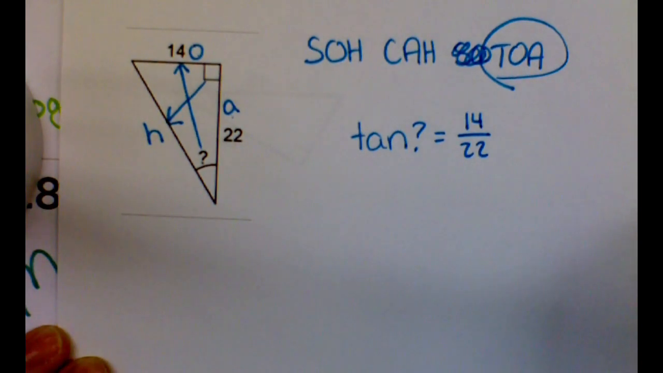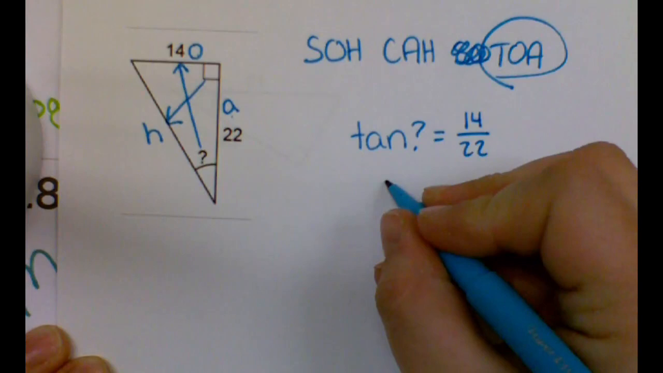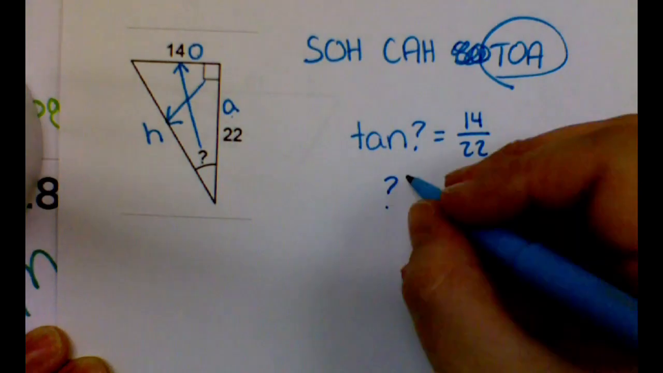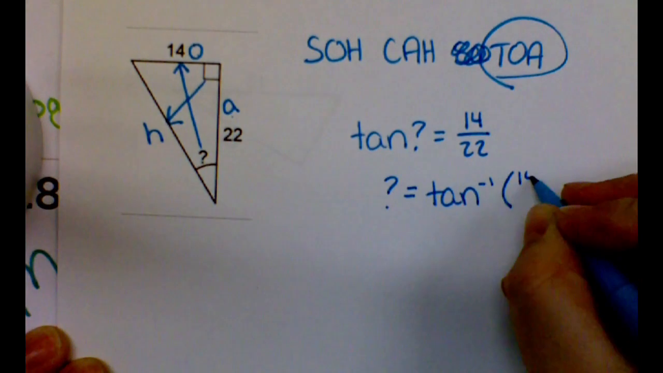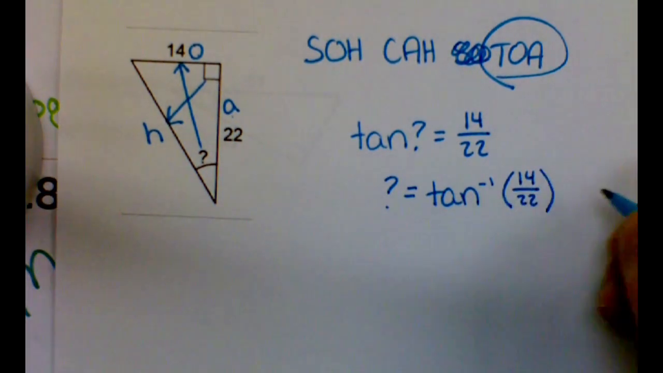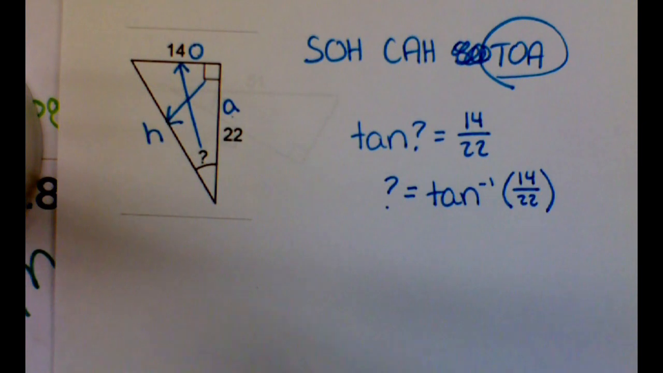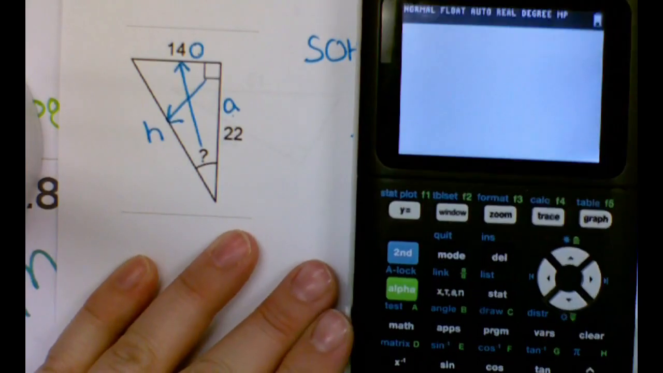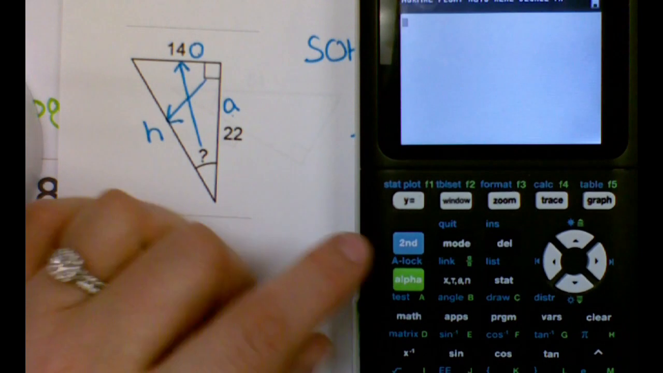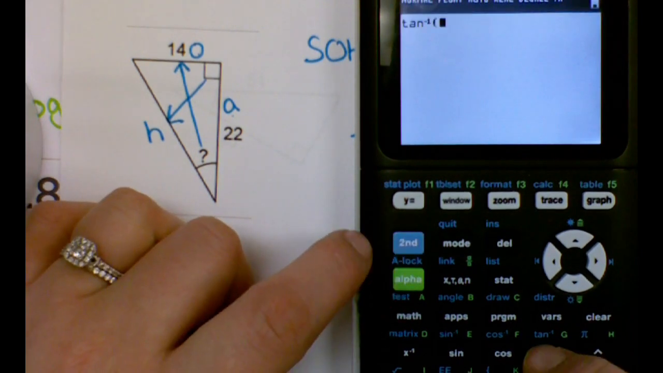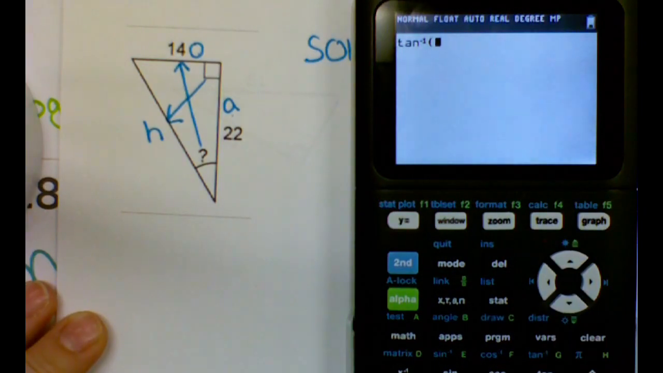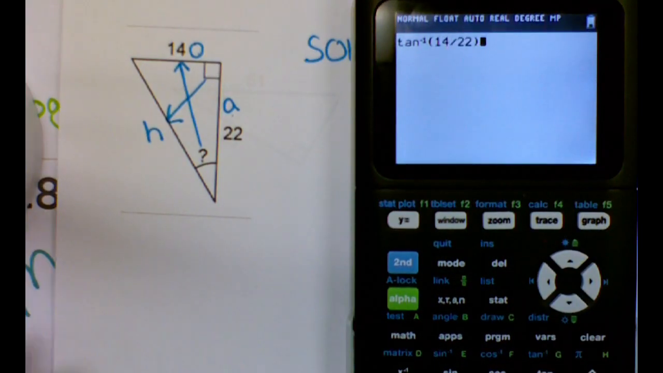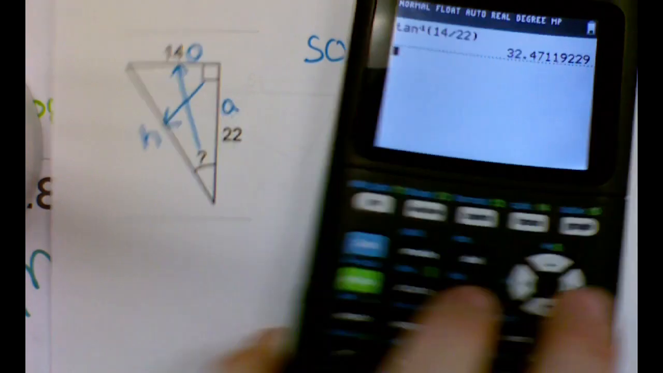But I can't do anything with that. To undo tangent, I get my question mark alone. I take the inverse tangent of 14 over 22. Now I'm going to type that in my calculator. To type it in, I'll show you some more buttons here. You'll hit second tangent. Notice that tangent -1 pops up. And then we'll type in 14 divided by 22. No need to simplify because there's our answer, 32.471 degrees.